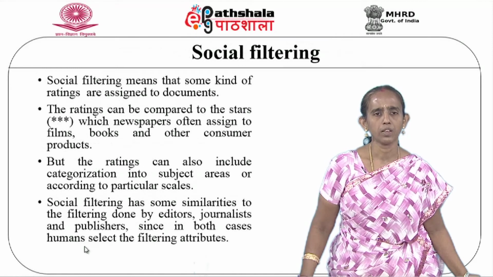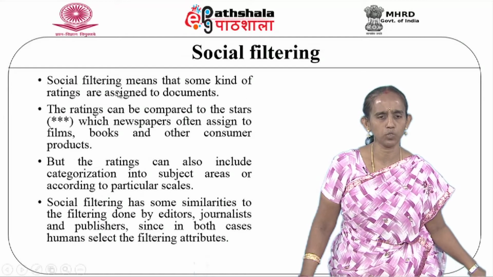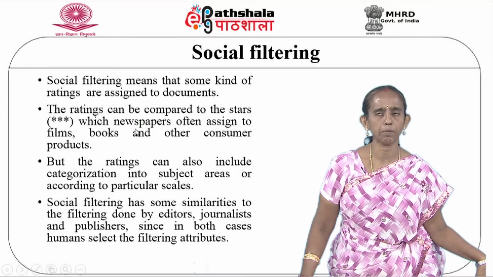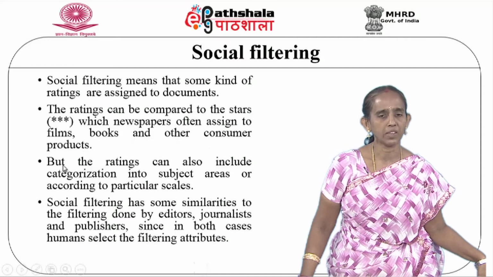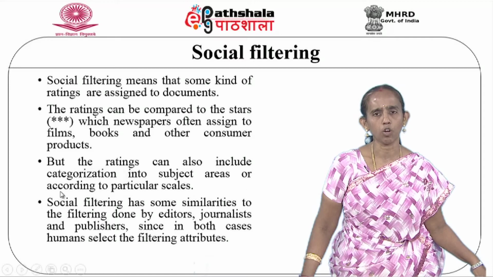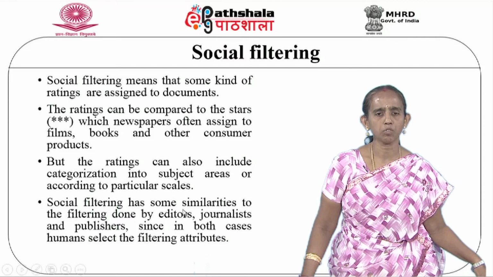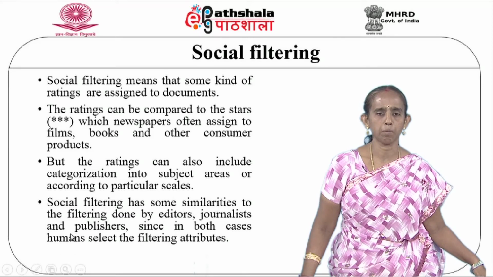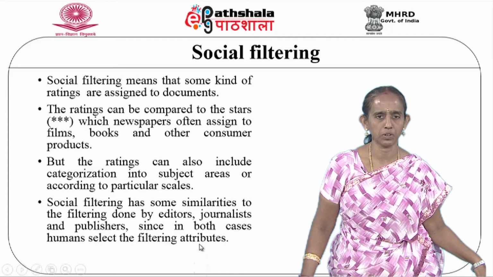In the case of social filtering, it means that some kind of ratings are assigned to the documents. The ratings can be compared to the stars which the newspapers often assign to films or books and other customer products. But the ratings can also include categorization into subject areas or according to some kind of particular scales. Social filtering has some similarity to the filtering being done by editors, journalists and publishers, since in both cases the humans select the filtering attribute.